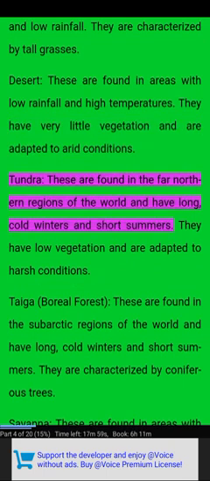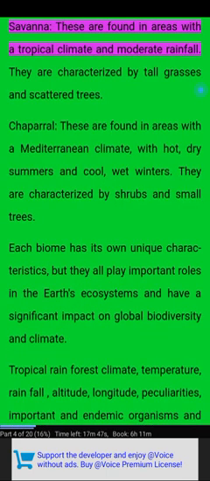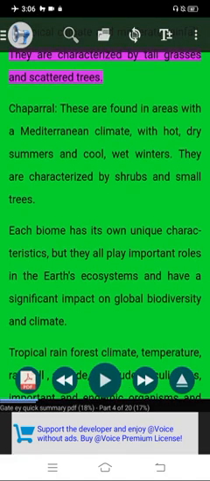Tundra. These are found in the far northern regions of the world and have long, cold winters and short summers. They have low vegetation and are adapted to harsh conditions. Taiga, boreal forests. These are found in the subarctic regions of the world and have long, cold winters and short summers. They are characterized by coniferous trees. Savanna. These are found in areas with a tropical climate and moderate rainfall. They are characterized by tall grasses and scattered trees.